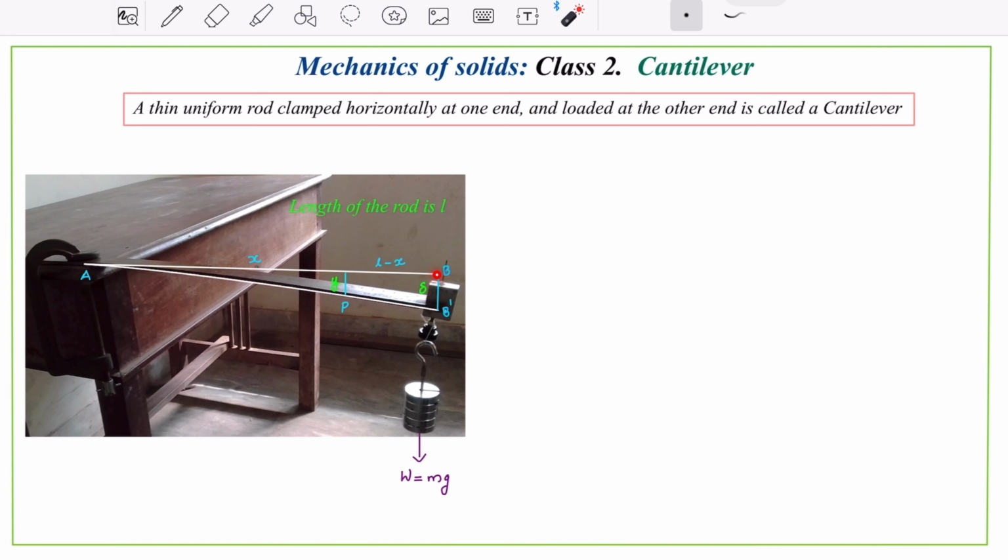Now consider AB, which represents the neutral axis of the beam, which is fixed at one end A and loaded at B. Now because of this weight W, the end B deflects to a position B dash, and we can say that the beam undergoes bending.